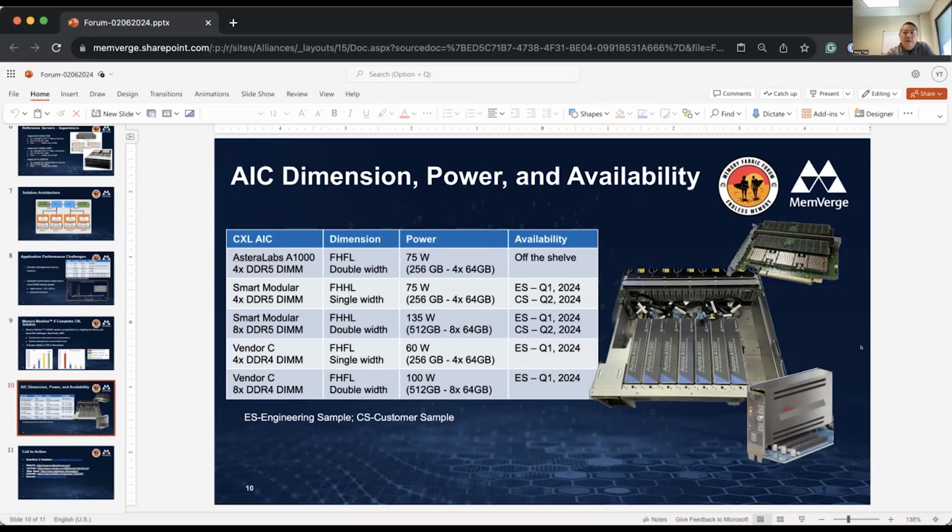So this is a picture of the Smart Modular system that has four DIMMs mounted with a single width. What we're seeing is both more awareness and demand for this, as well as the ecosystem coming together to provide a solution to meet that demand.